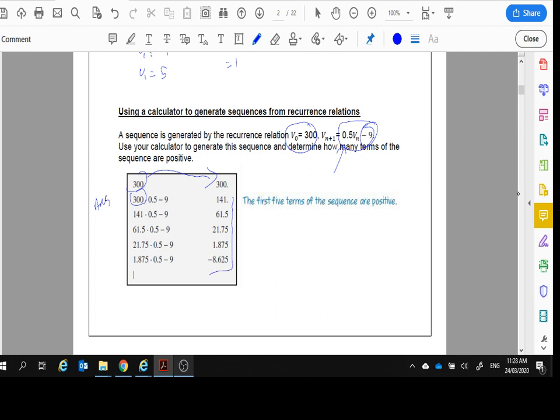And we just write the first 5 terms. So we've got 300, we have 141, we'll have 61.5, we'll have 21.75, that's the fourth one, and we'll have 1.875.